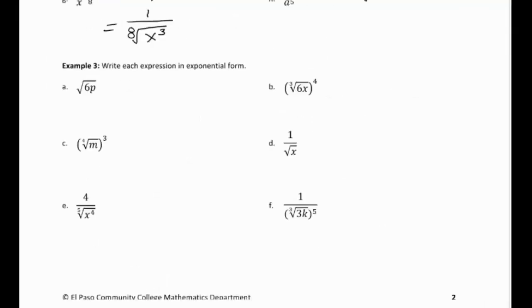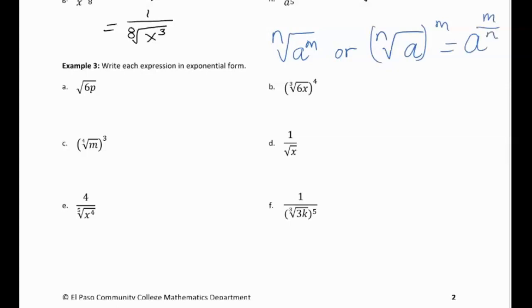Now, for example 3, we need to write each radical expression in exponential form. Okay, so our radical expression, it's the nth root of a to the m, or we can have it in this form as well. And this is how it's going to look.